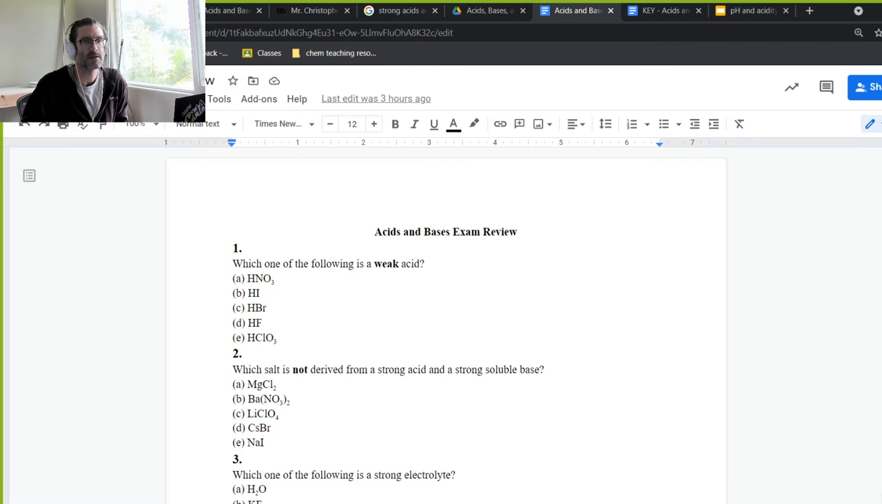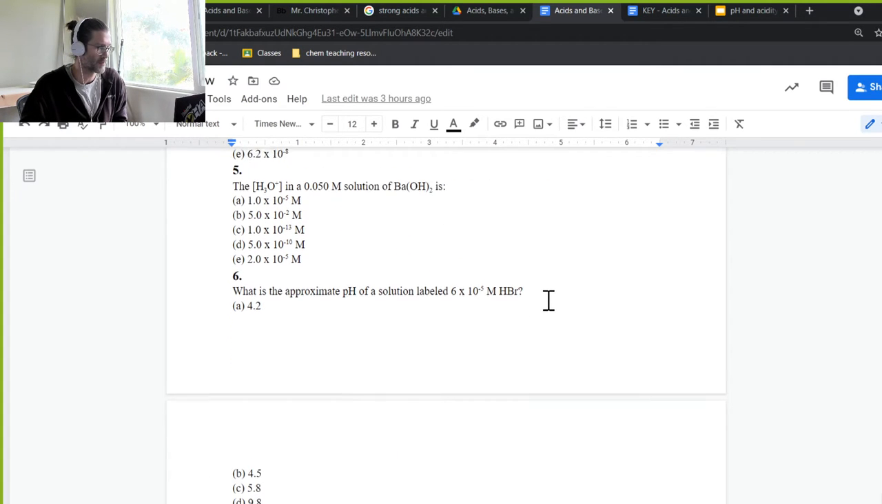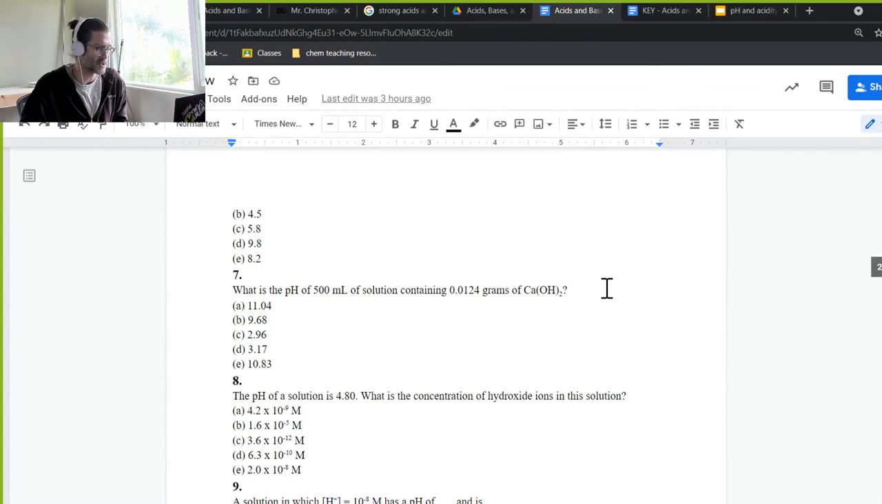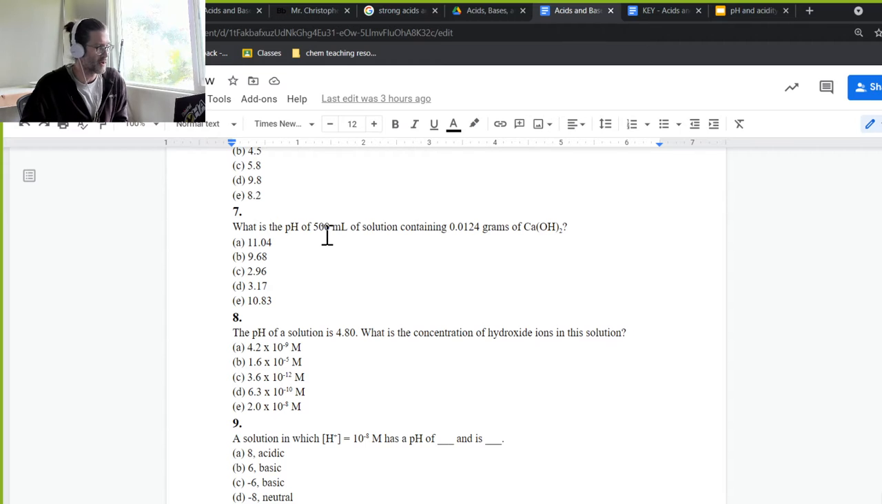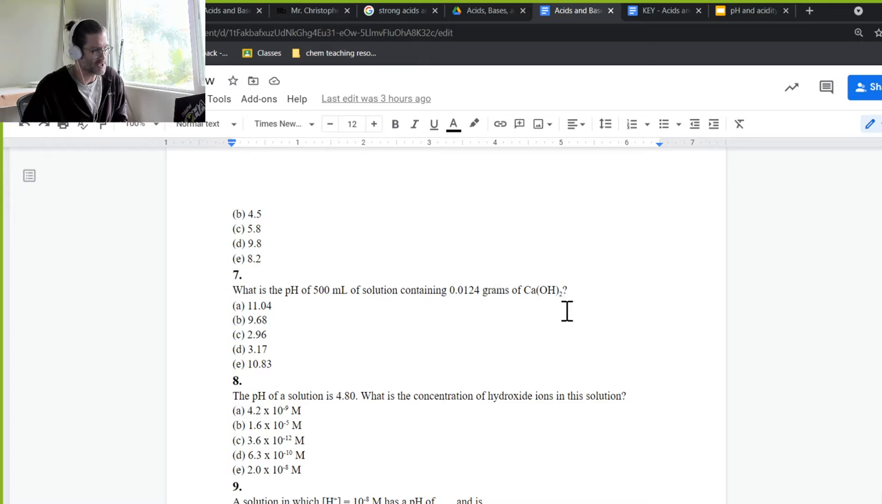Oh, I thought I hit admit. It's going to strongly resemble the test, not perfectly, but strongly. None of it should be a surprise. This should all be pretty familiar. Calculating pH from mass or volume. So we have a volume of a mass. We should be able to know the concentration.